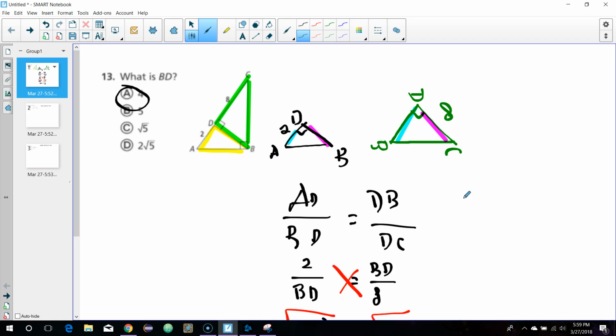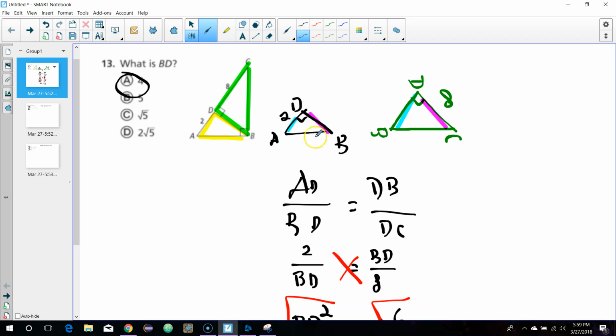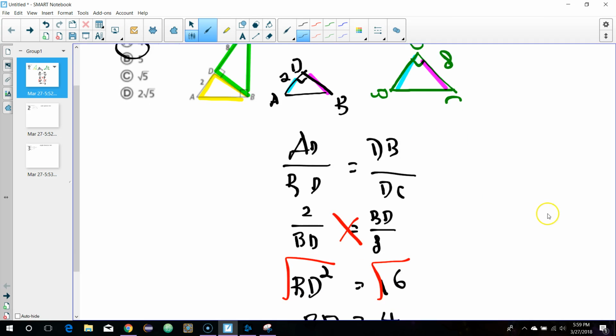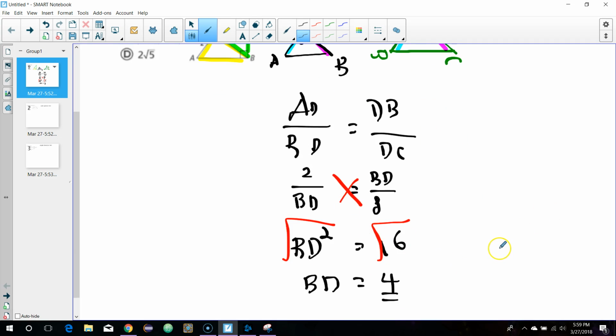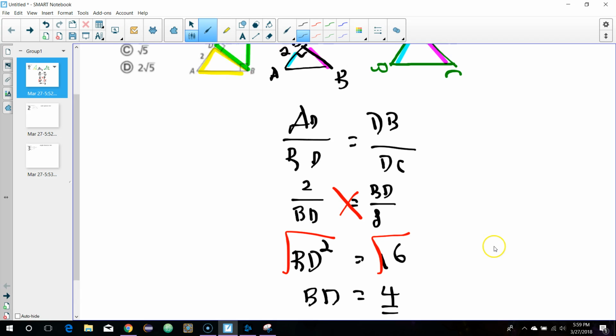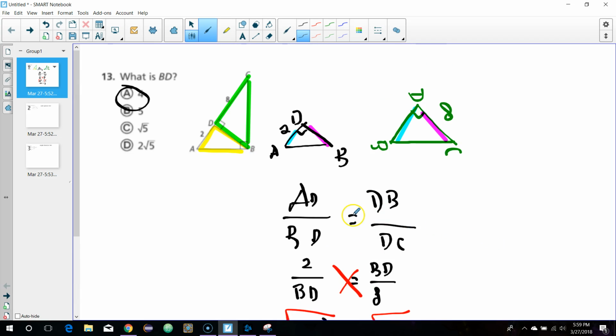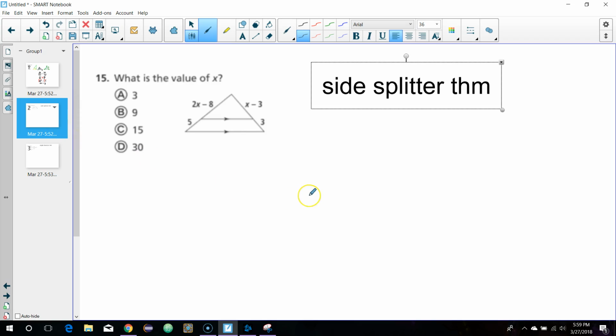Once you break the two triangles apart, you try to set them up with the same orientation, so the 90 degrees are both pointing up, like in this scenario. So you can pair those sides. And once you set that up, AD over BD is equal to this BD over CD. Same color. Cross multiply, square root. That's basically it. You'll get 4. Hopefully that helps. Next one.